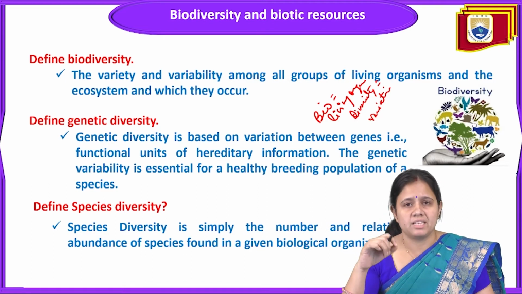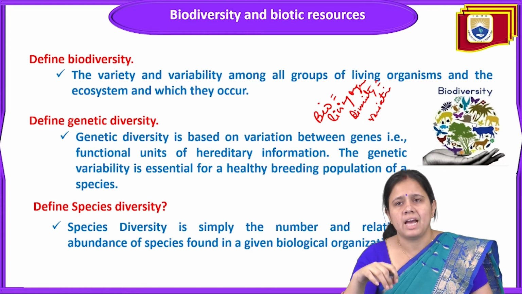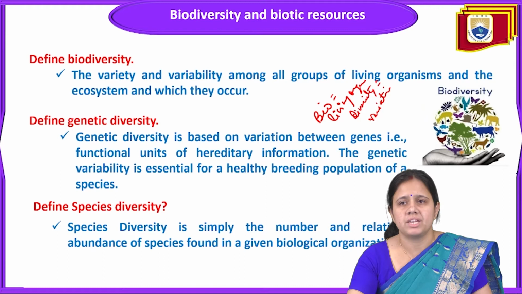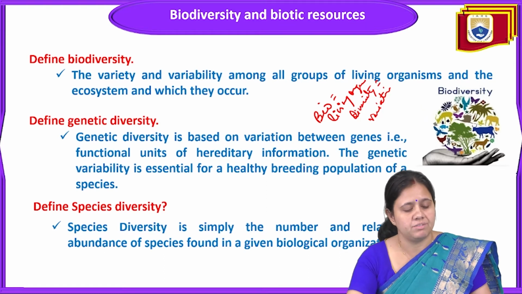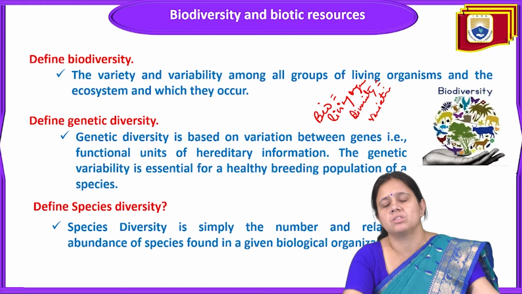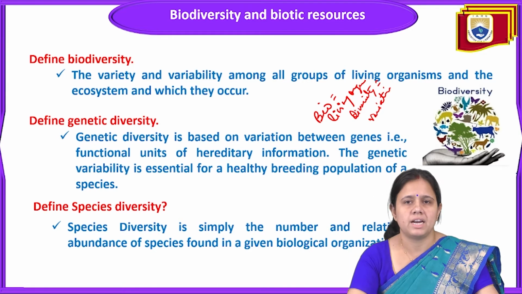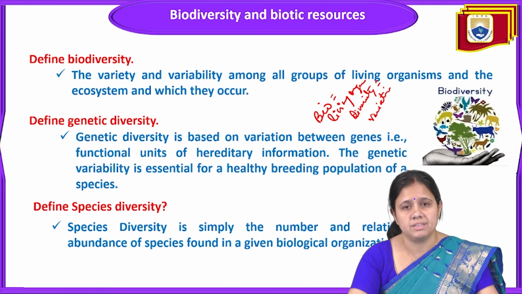Gene, as we know, is the basic functional unit of life, and this is the variation between the genes of an individual. We can call genes the functional units of hereditary information. So the genetic variability is essential for the healthy breeding population of a species. This is called diversity at the level of genetic variation, in the genes of an individual.